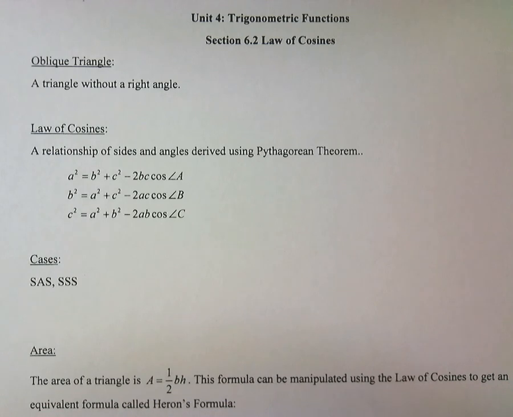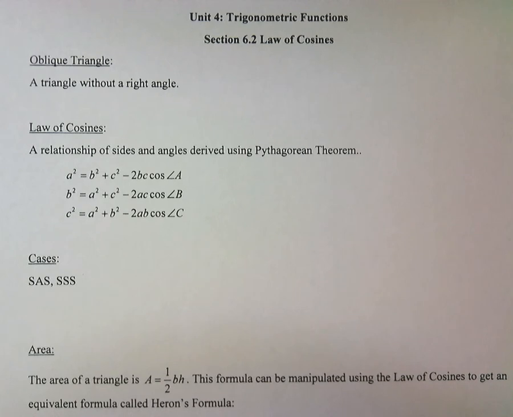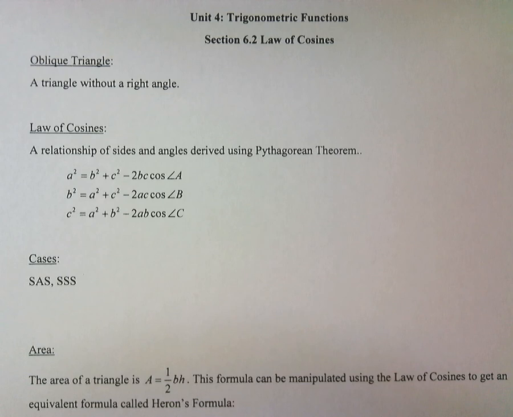This is the last section in Unit 4 for trigonometric functions. This is the law of cosines. Once again, just like the law of sines, this can be used with an oblique triangle, a triangle without a right angle, and it can also still be used if you have a right angle.